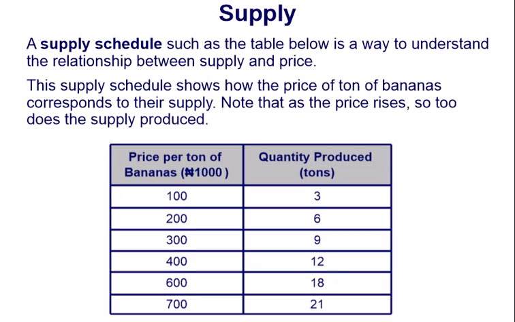A supply schedule, such as the table below, is a way to understand the relationship between supply and price. This supply schedule shows how the price of a ton of bananas corresponds to their supply. Note that as the price rises, so too does the supply produced.